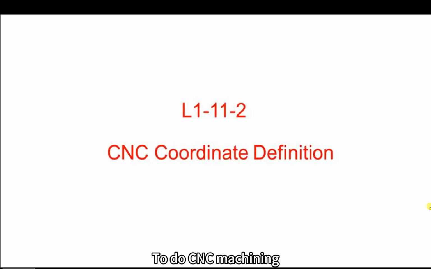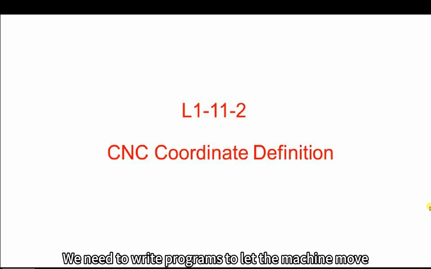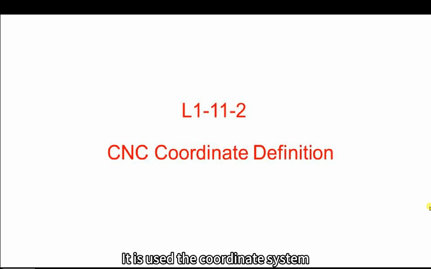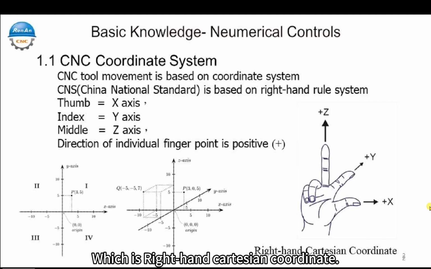To do CNC machining, we need to write programs to let the machine move. When the tool moves, it uses a coordinate system, which is the right-hand Cartesian coordinate system.